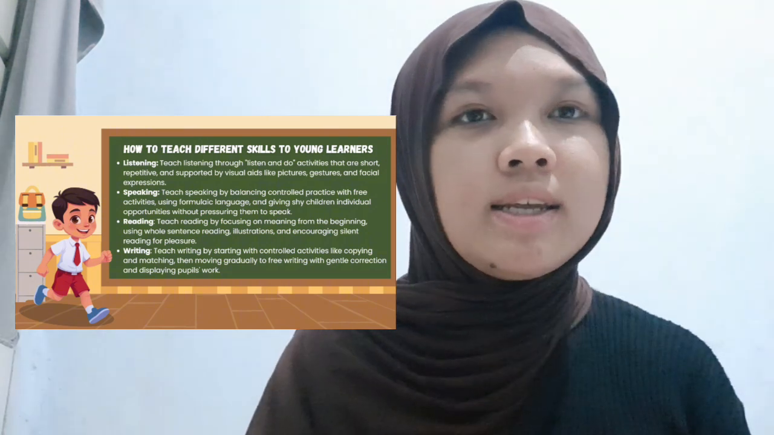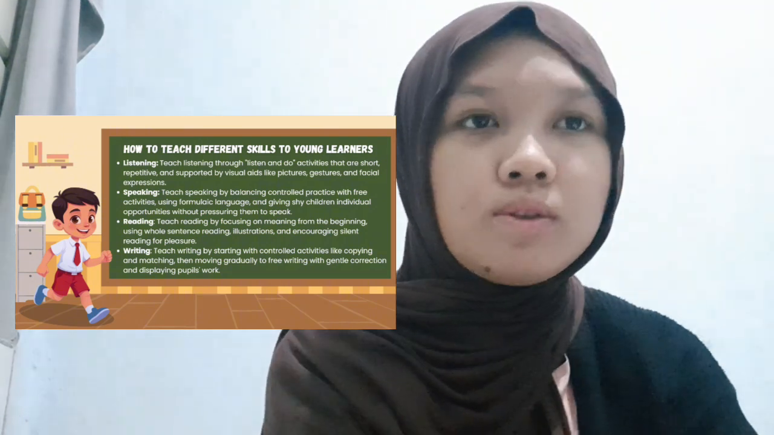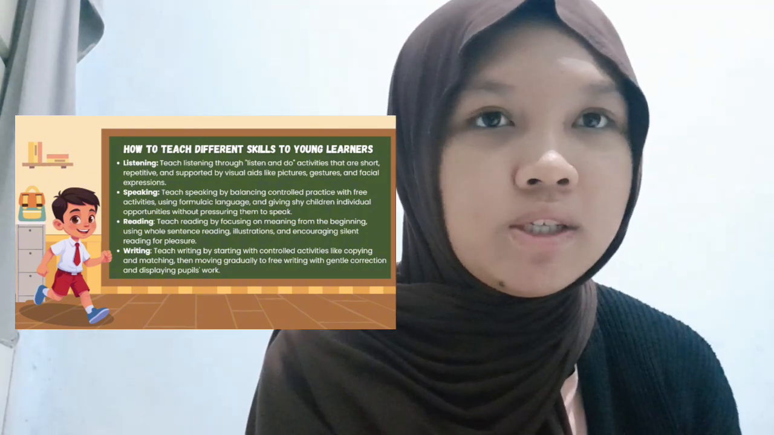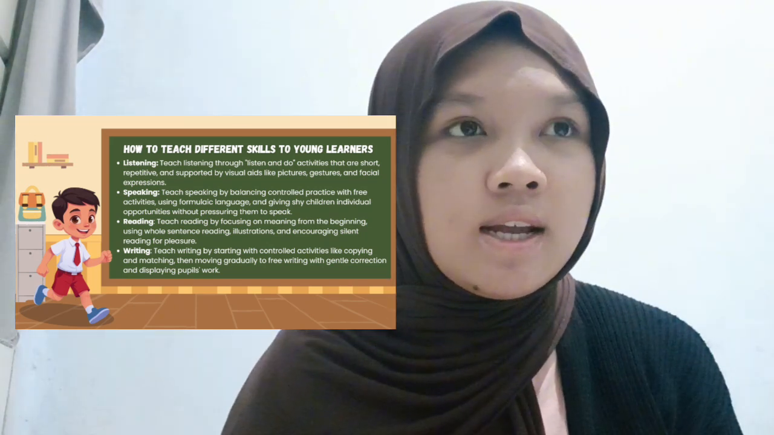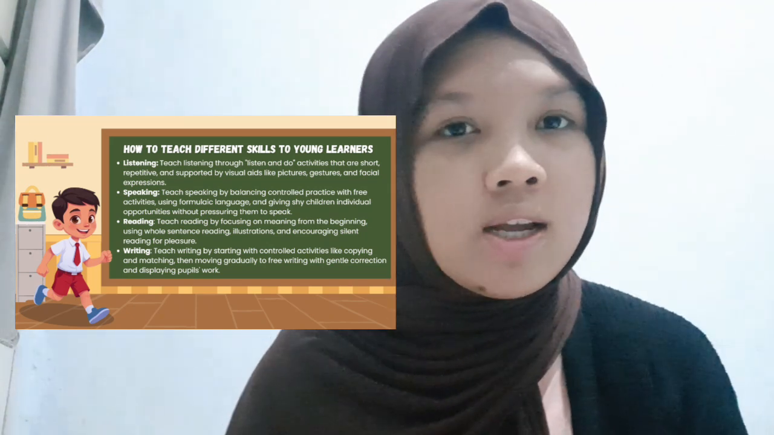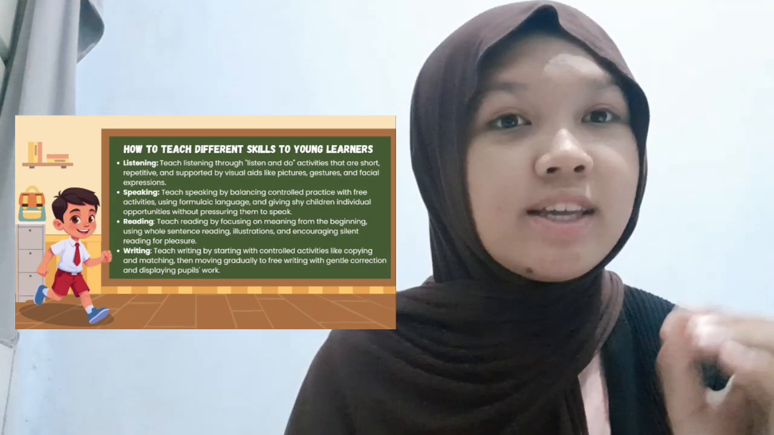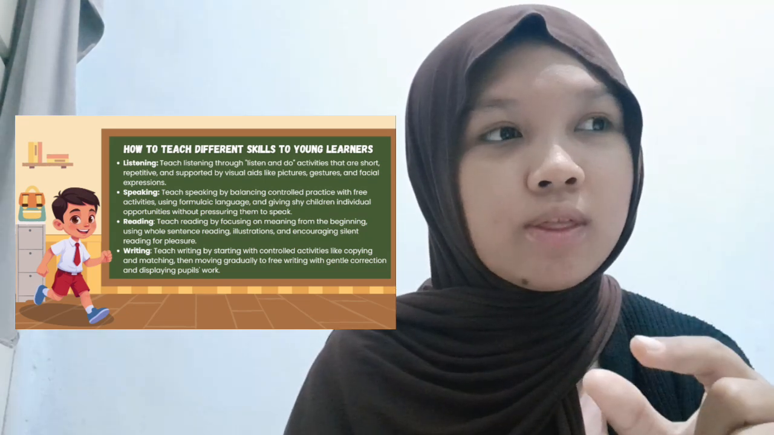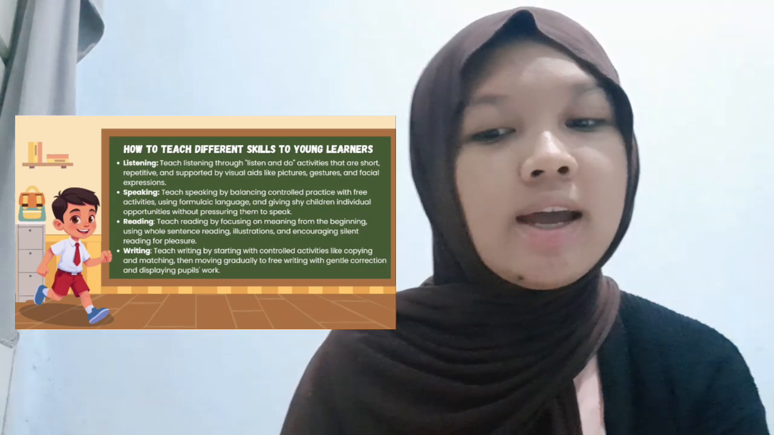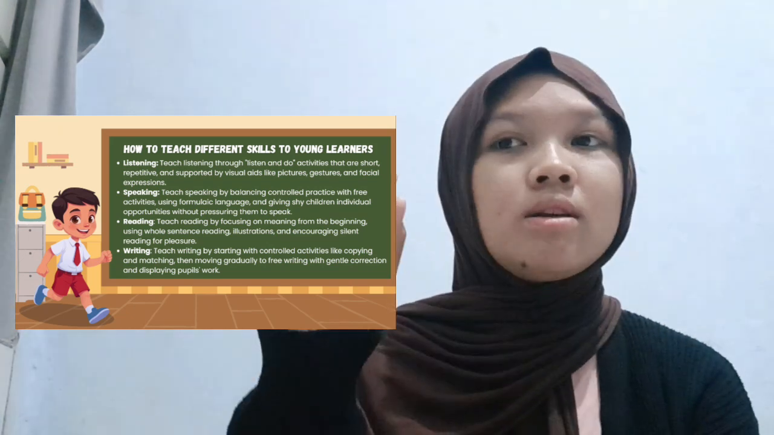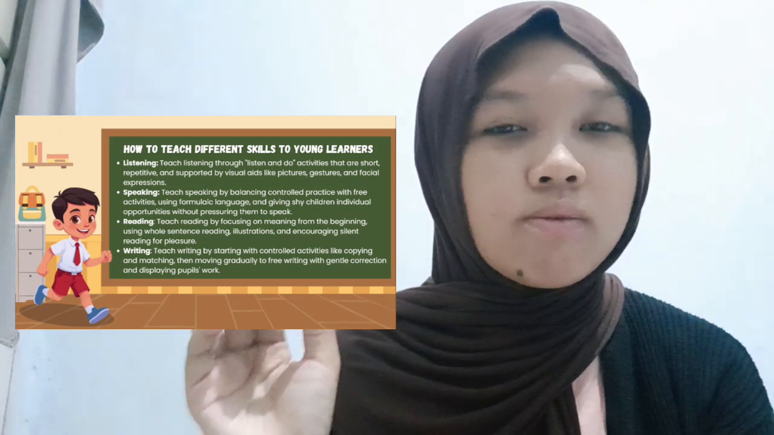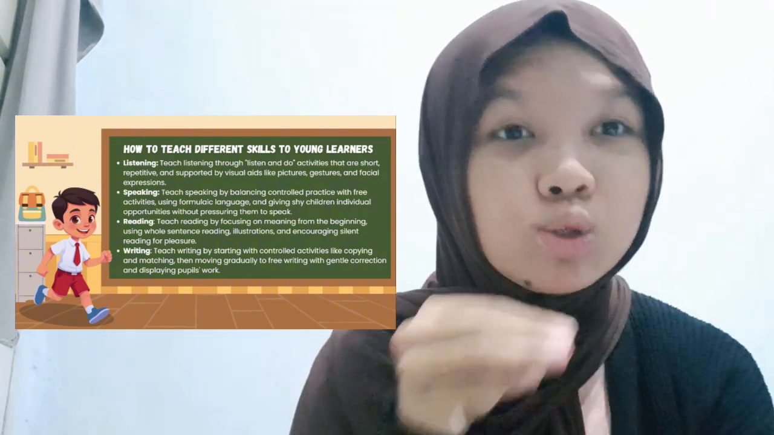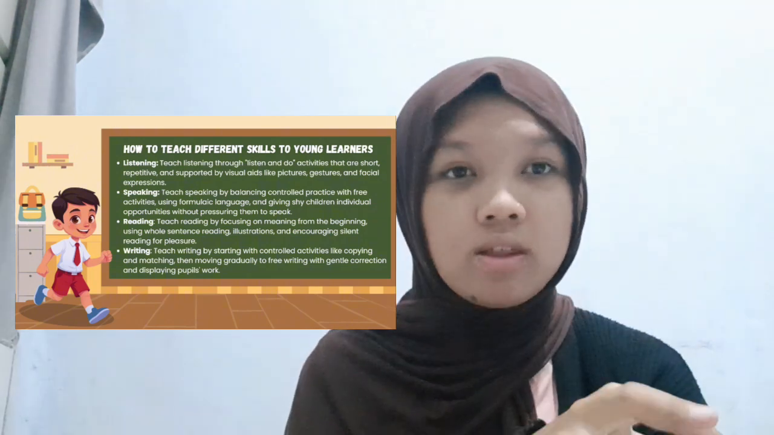Then the last one is writing. Teach writing by starting with controlled activities like copying and matching, then moving gradually to free writing with gentle correction. So for example, in this section, the teacher will give a word about an animal or anything, and then the students must write a sentence or word that is relevant to that animal or that thing.